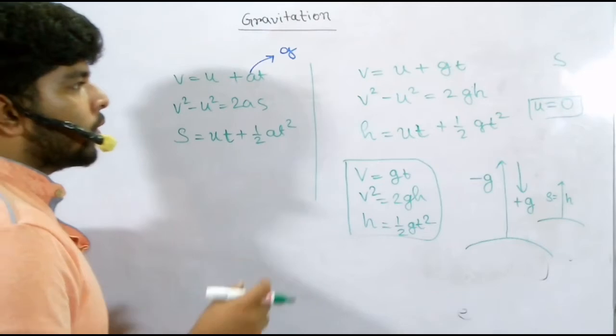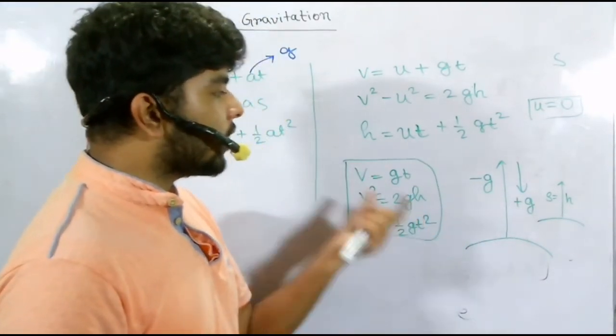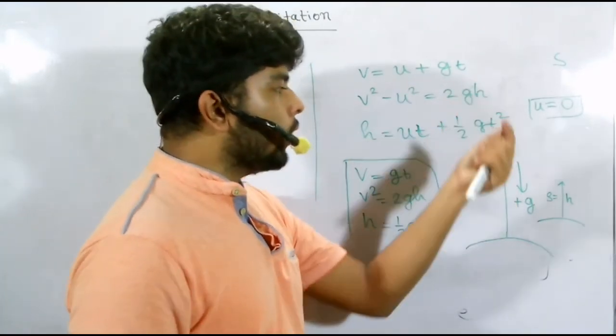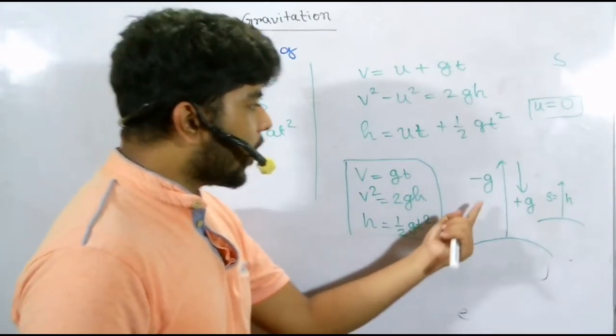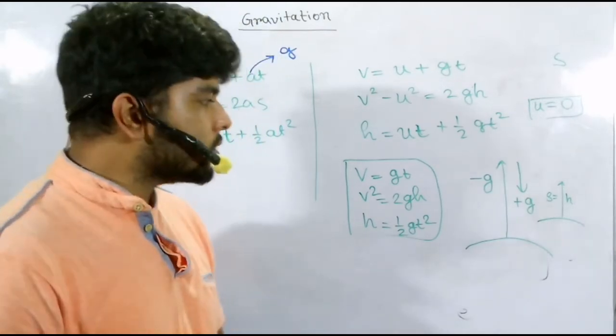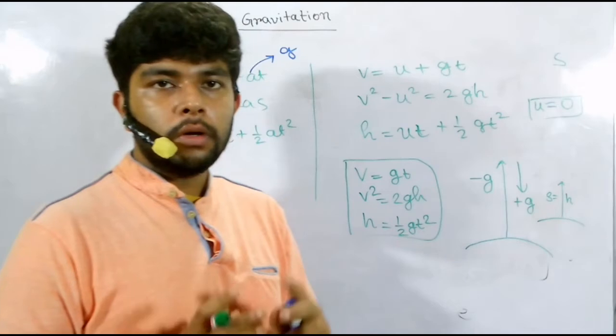So when we calculate numericals, we have to think about whether the body is rising upwards or falling downwards. If the body is rising upwards, then we have to take G as negative, and if the body is falling downwards, we have to take G as a positive value.